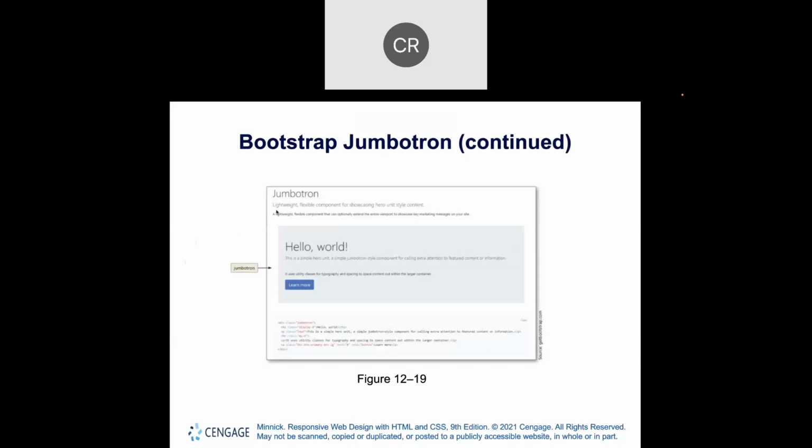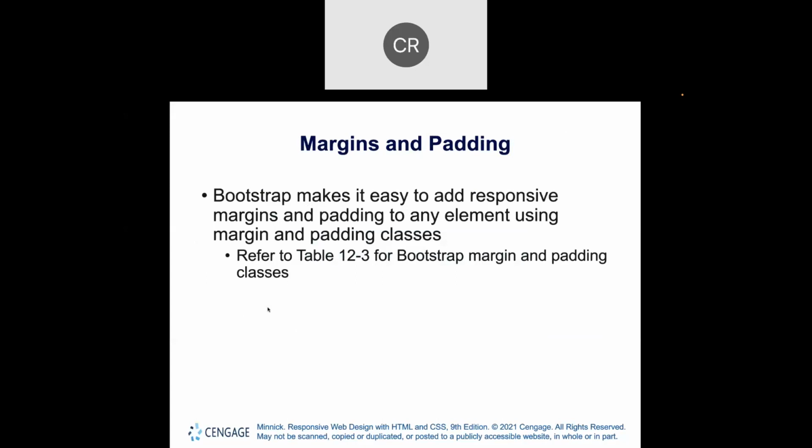Here is an example of a jumbotron over the top where it has a nice little header. You have your information here and learn more. You can also add images and things in there as well. But Bootstrap makes it easier to add responsive margins and patterns.